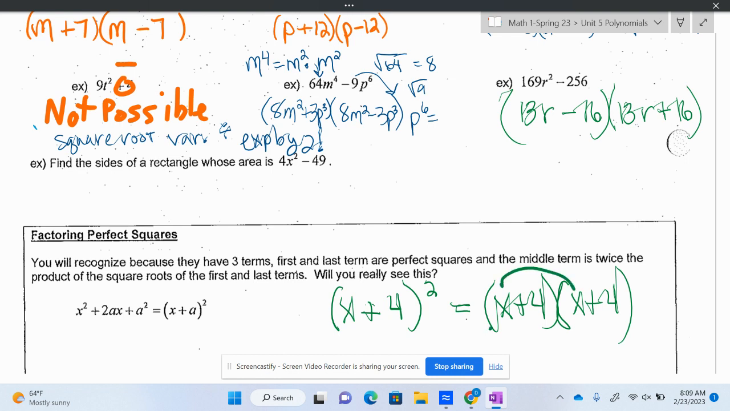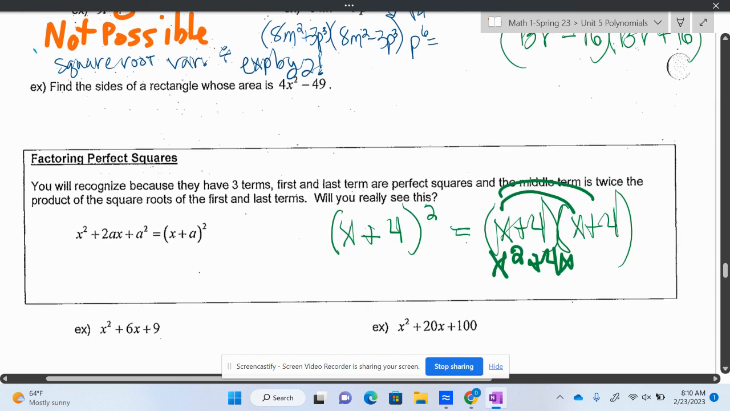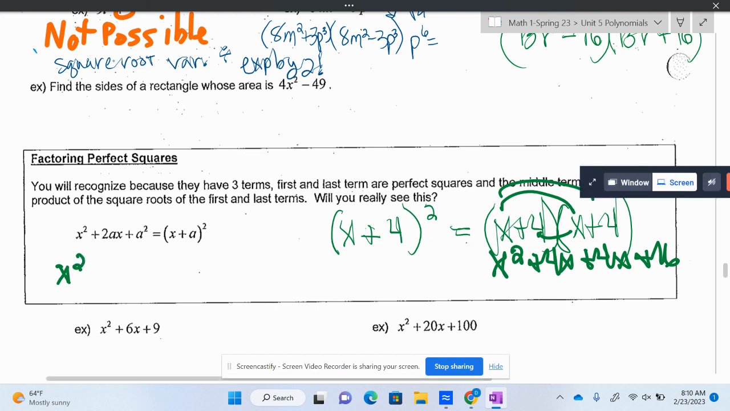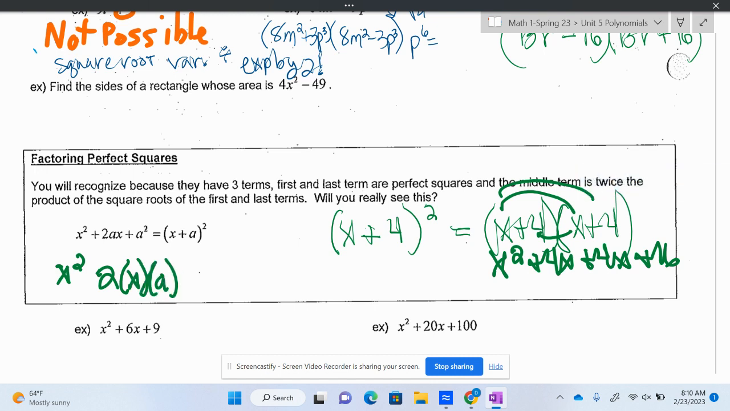Okay, so when we FOIL, we get x squared plus 4x plus 4x plus 16. And we said there's a pattern to this. I don't know if you guys remember it, but we took the first term and we squared it. Then we did 2 times the first term times the second term, and then we added the square of the last term. That's the pattern.